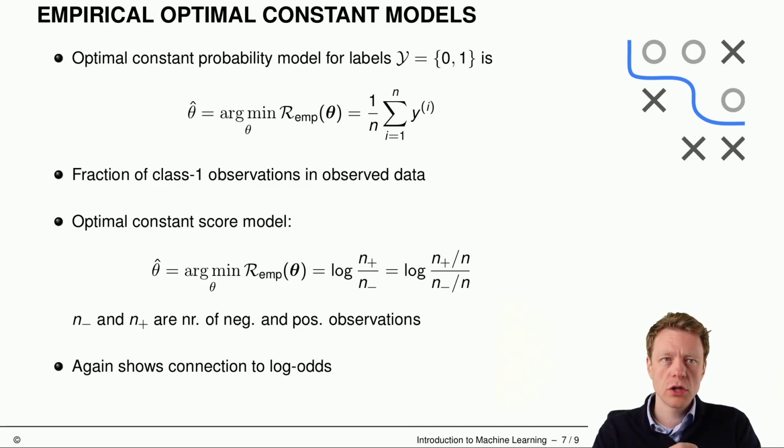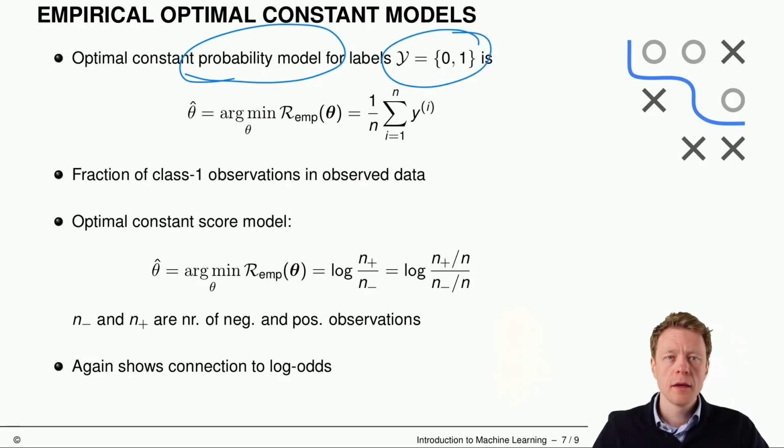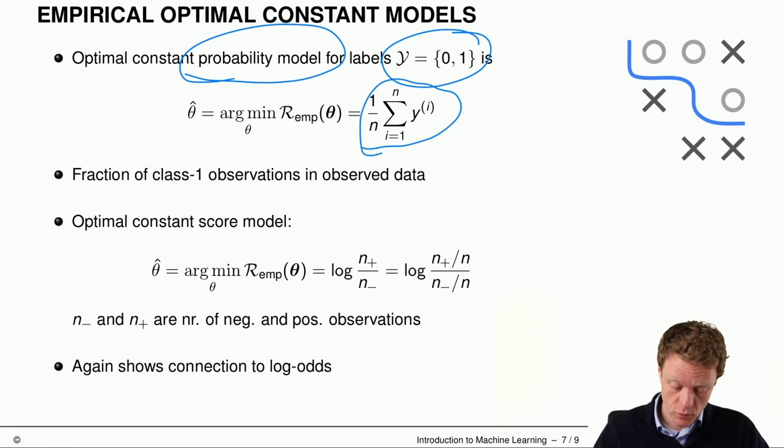Now we want to look at the optimal constant models, and in this case with respect to the empirical risk. So the empirical optimal constant models. First, for the probability model with the label 0 and 1, here it turns out that the risk minimizer for the empirical risk is just the mean of y, so the fraction of the class 1 observations in the observed data, which is perhaps not that surprising because that usually is a good estimator for a true probability, right? Just taking the relative frequency.